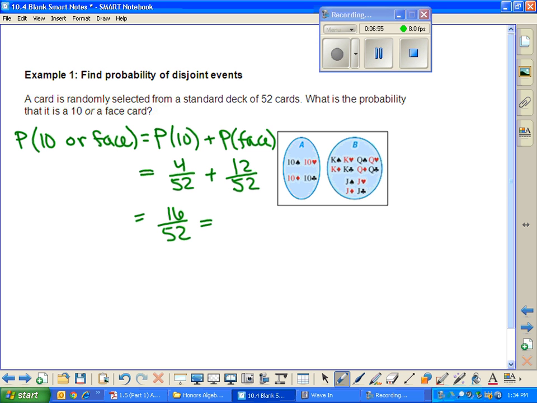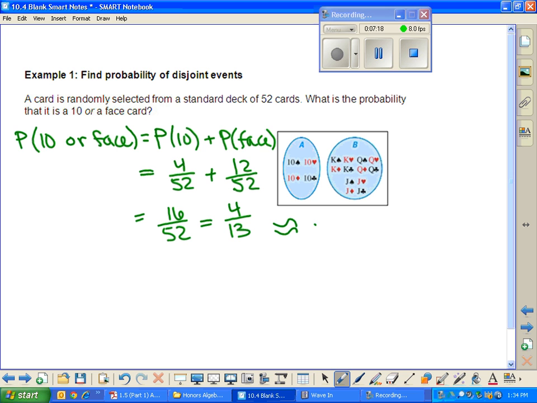Is that a good answer? Should I just box that off? No. Luke, why not? Yeah, to what? Yeah, take out a 4, we're left with 4/13. Very nice. So 4/13 is a good answer.